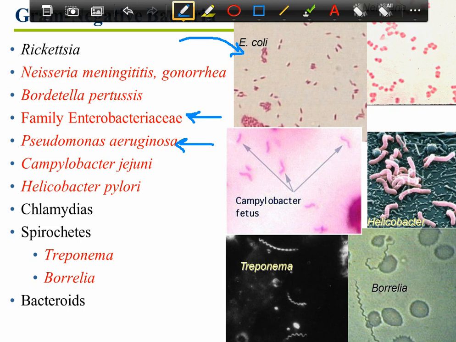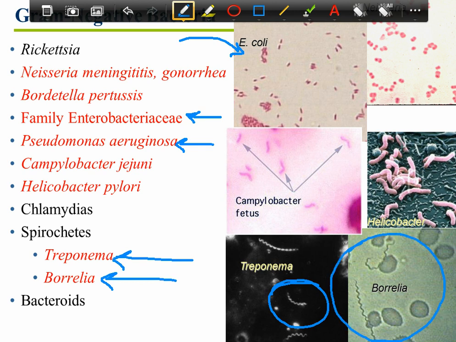The spirochetes, let's stay on STDs. Treponema pallidum, the cause of syphilis. Remember, he's the spirochete guy. In fact, you can see him right over here. And his very close cousin, Borrelia, which we have in this area. Here he is. Lyme disease. Bacteroids, lots of infections, gram-negative rod.